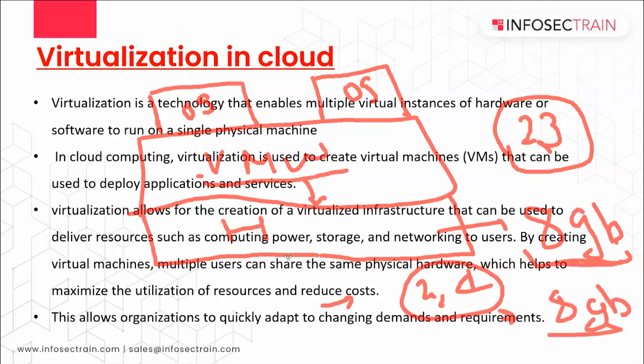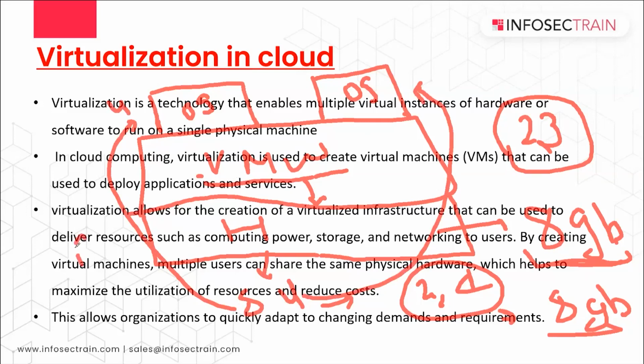Because see, with 8 GB of hardware configuration, 8 GB of RAM, what VMware will be doing is dividing that 8 GB into two parts. First, 4 GB for this operating system to work, and then another 4 GB for this operating system to work, right? This is how it will be dividing it.